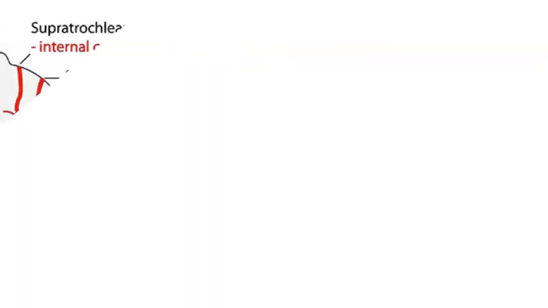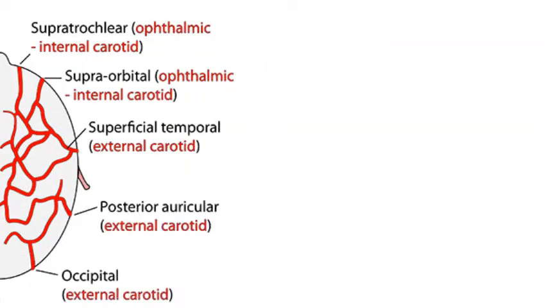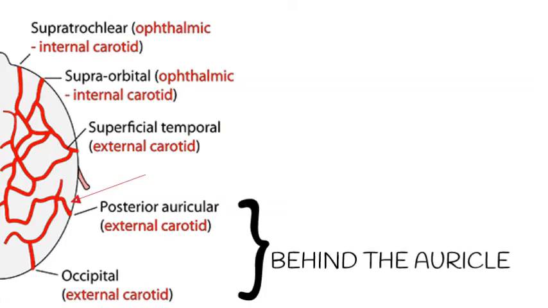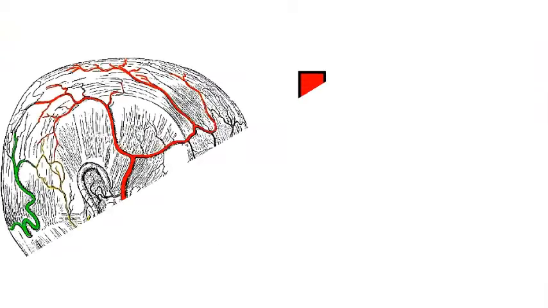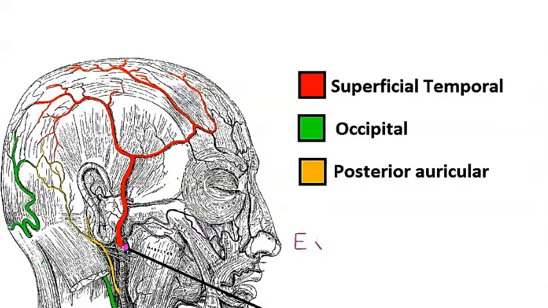The following arteries supply the posterior quadrant of the scalp. 1. Posterior auricular. 2. Occipital artery. These two arteries are branches of the external carotid artery.